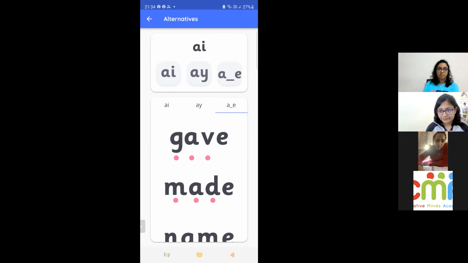Okay. So which rule was that? This is the magic E rule. This is also called hop over digraph, where you have a vowel, then a consonant and E. We call it hop over digraph because, what is a digraph? Two letters giving one sound. But here it is hopping over. There's a consonant in between and it is hopping over. So we call it hop over digraph.